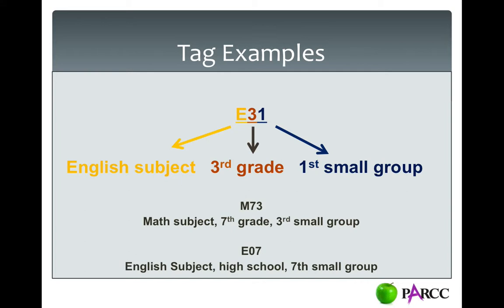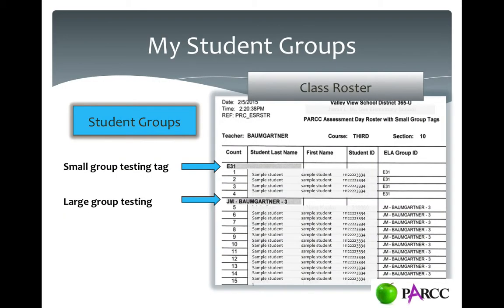There may be multiple small English testing groups at the 3rd grade level, so that last number tells you which group or cohort those students will test with. Additional examples and explanations of the code are provided on this slide. With that information in mind, we can see clearly which students are being tested in a small group setting and which are being tested with their general classroom.